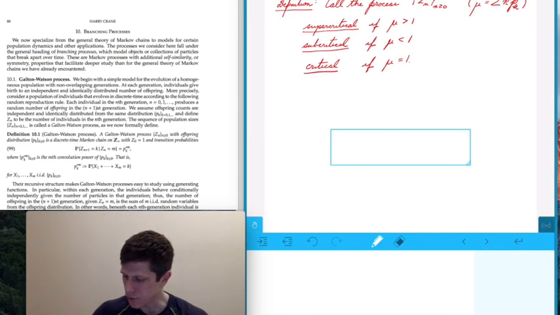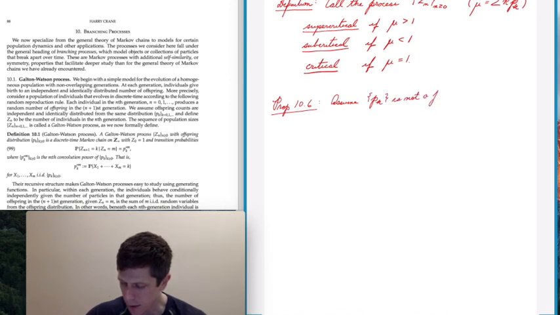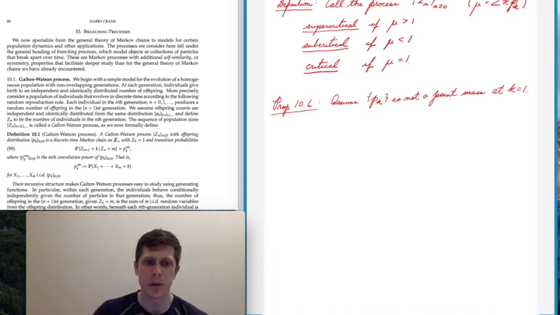But just to fill in that intuition with a proposition here, let's assume that the offspring distribution is not a point mass at k equals 1, so it doesn't assign probability 1 to 1, because in that case, it's just a trivial process. It stays at 1 for all time.